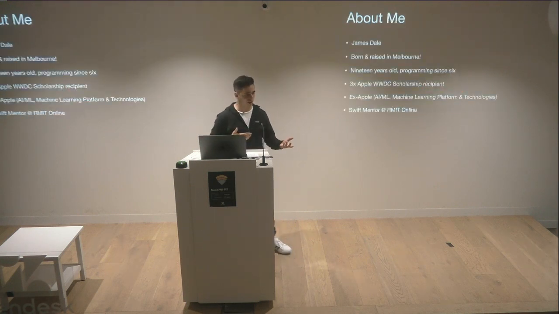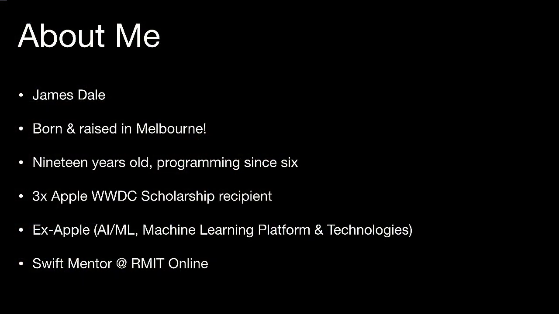So a little bit about me. My name's James. I'm born and raised in Melbourne, as we know, Australia's best city. I'm 19 years old. I've been programming since I was 6. I've won 3 scholarships to Apple's Worldwide Developers Conference. Previously, I just finished up an internship there in the machine learning platform and technology team. And I've also mentored a few Swift courses at RMIT Online, so I might see a few familiar faces from there as well.